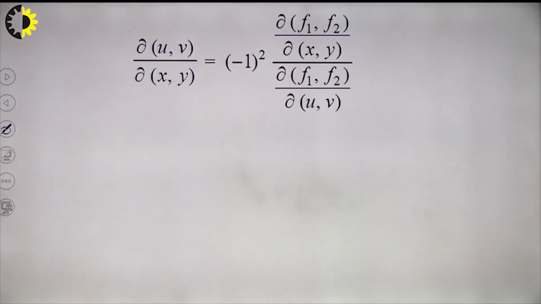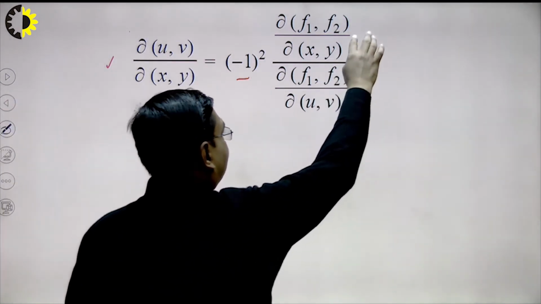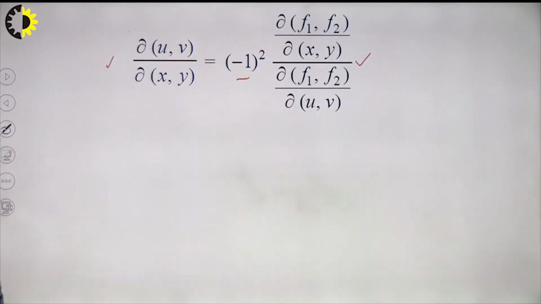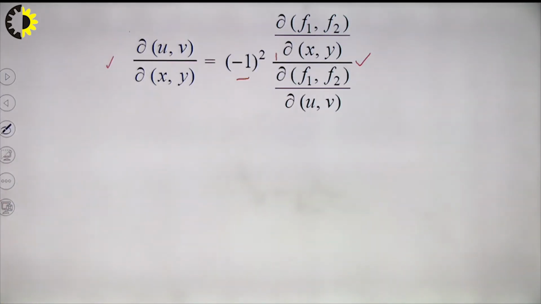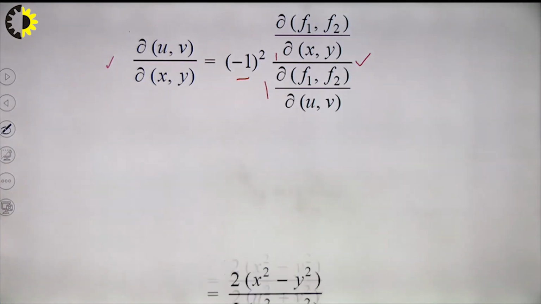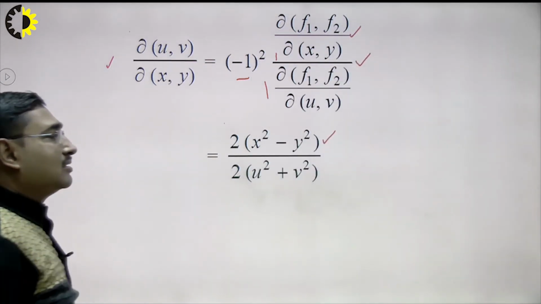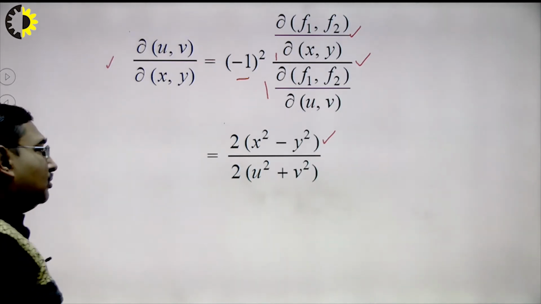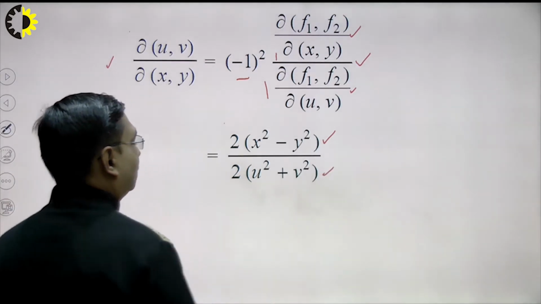Now we know that this Jacobian ∂(u,v)/∂(x,y), which is actually required, is (−1)² times ∂(f1,f2)/∂(x,y) whole divided by ∂(f1,f2)/∂(u,v). This ∂(f1,f2)/∂(x,y) was calculated. ∂(f1,f2)/∂(u,v) was also calculated. Substituting those values here, the value of this was 2(x² − y²). The value of ∂(f1,f2)/∂(u,v) was 2(u² + v²).